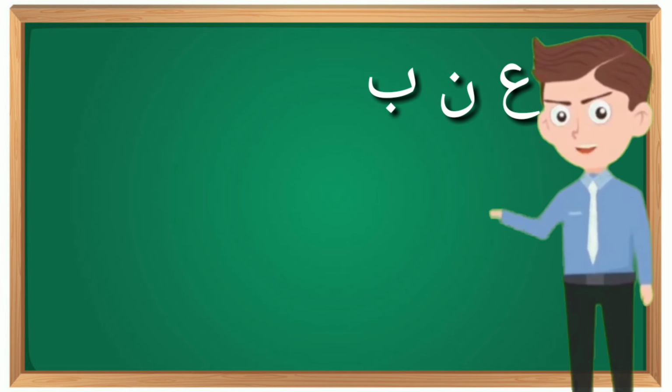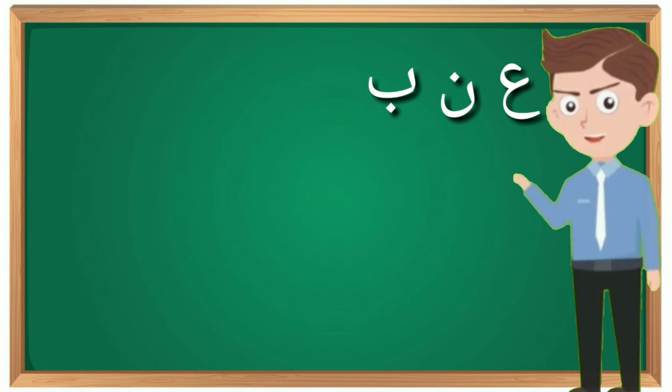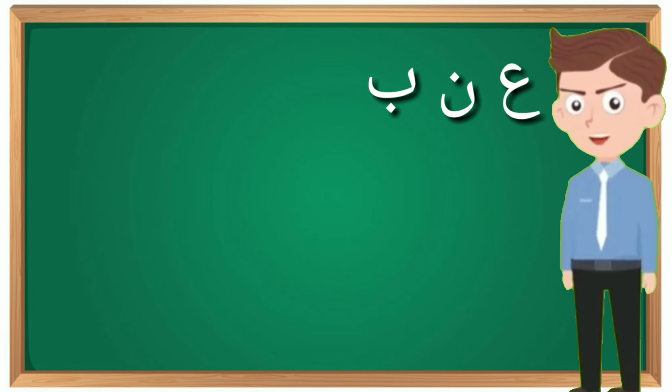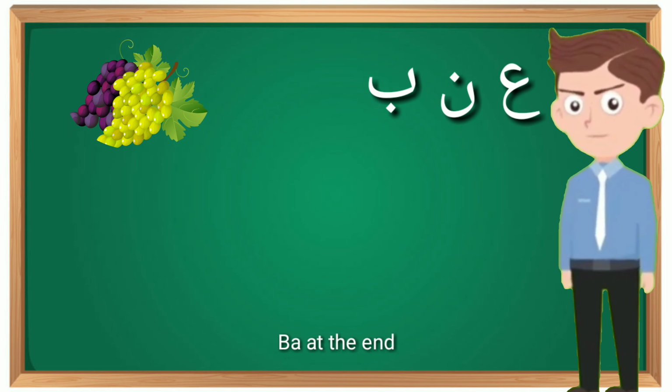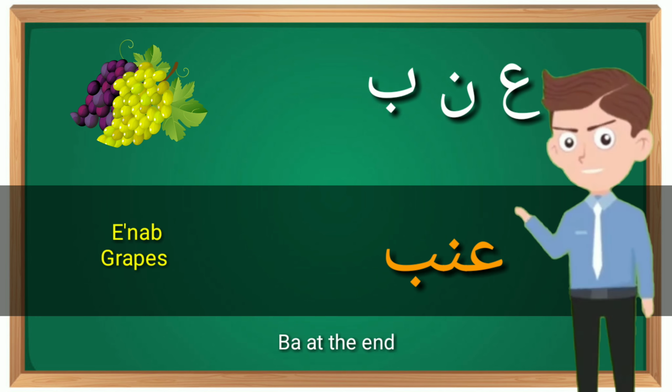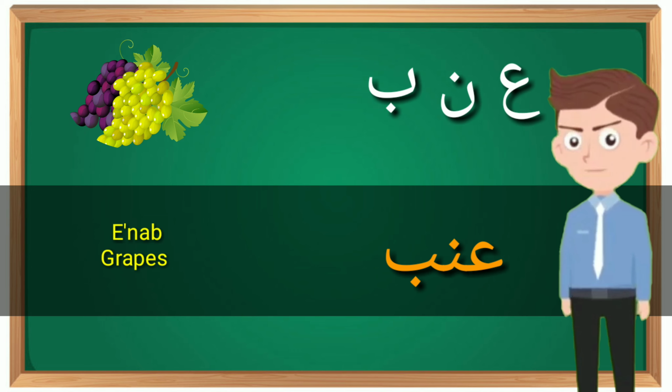In this word, we learn how to write ba at the end of a word. The first letter is ain, second letter noon, and third letter ba. We can read it Inab, Inab. Inab means grapes, grapes. You can see here how we wrote the word Inab with ba joined at the end of the word. We can read it Inab.